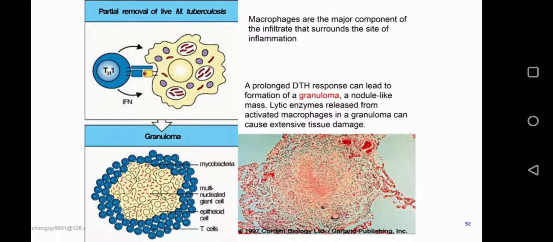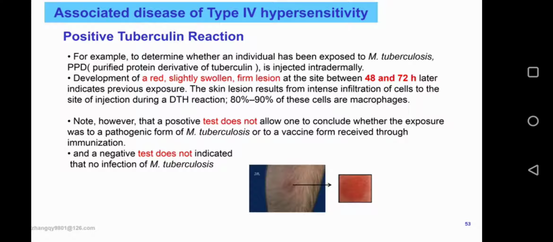So the T cell will arrive here and release interferon gamma and help the macrophage to kill the bacteria. After the bacteria die, they will form a hole in the lung, right? This is what causes the intensive tissue damage. But for the patient, how do we diagnose whether he is affected by tuberculosis?